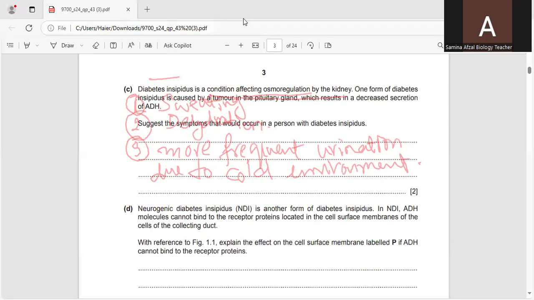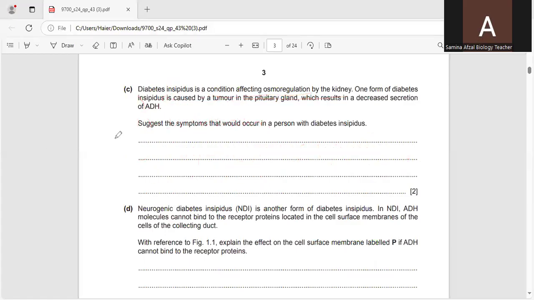Now the next question is: diabetes insipidus is a condition affecting osmoregulation by the kidney. One form of diabetes insipidus is caused by a tumor in the pituitary gland, which results in a decreased secretion of ADH. So, suggest the symptoms that would occur in a person with diabetes insipidus. So, the symptoms which are produced as a result of this disease, diabetes insipidus.